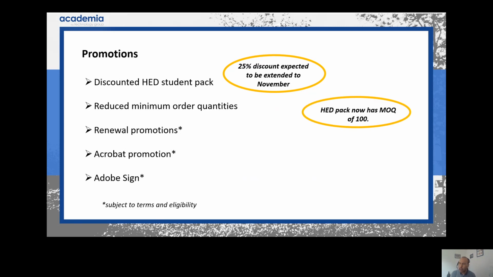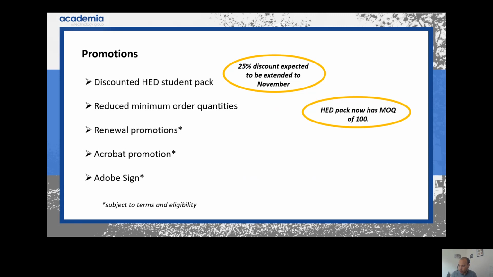I mentioned earlier that they've reduced the minimum order quantity for K-12 user, albeit that's slightly caveated. And speaking of caveats, the next 3 points here all have a little asterisk after them in the sense that your status and your agreement would define what you're eligible for here. So the renewal promotion is particularly useful for VIP customers.